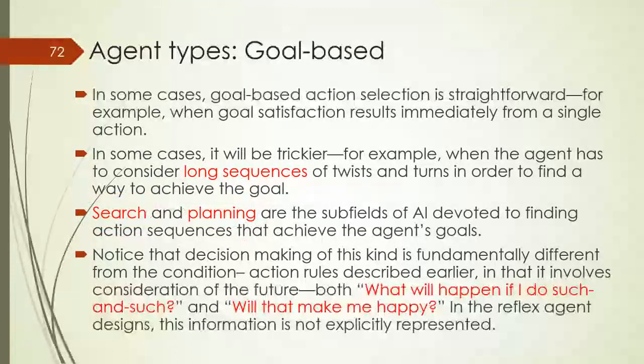Notice that decision making of this kind is fundamentally different from the condition-action rules described earlier, in that it involves consideration of the future. What will happen if I do such and such? And will that make me happy? In the reflex agent design, this information is not explicitly represented. So we didn't have those. Would it make me happy, or does this make me look closer to my goal or not?